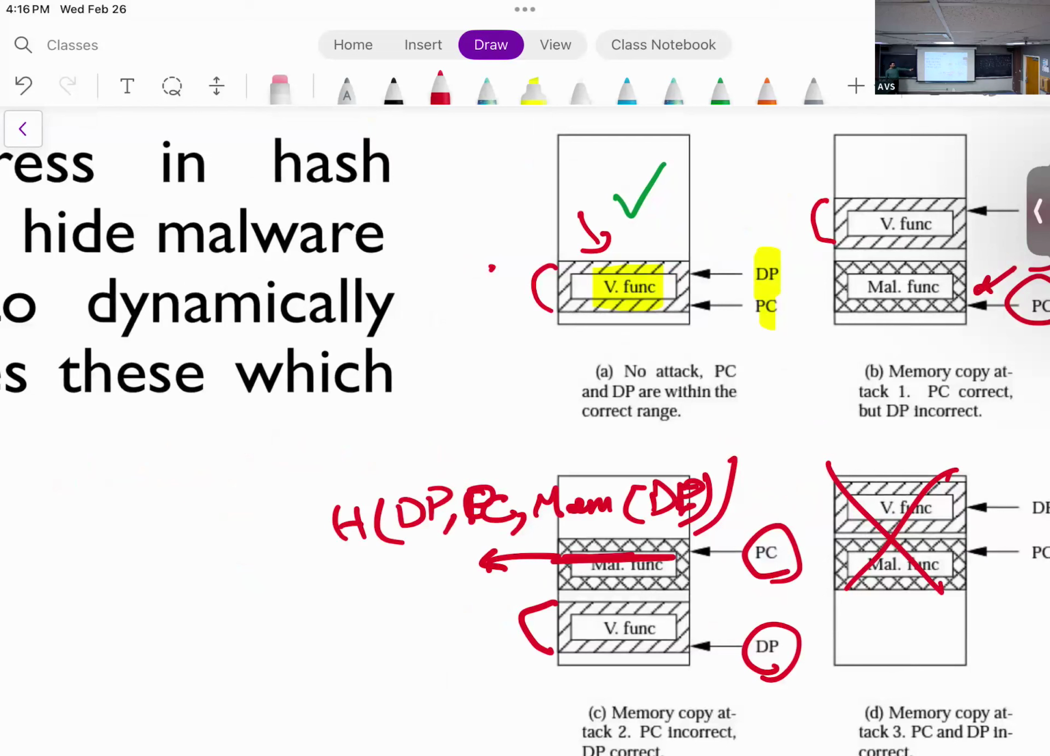Otherwise, if the adversary does anything other than this, they have to do it dynamically. So anytime they have to jump back and forth in order to achieve correct DP, PC, and hash, it will result in significantly higher time. So either the adversary will have to accept the fact that the hash is not correct, or if they want to maintain the correct hash, they have to continuously have the right DP and PC, which means that now the time has to go up, right?